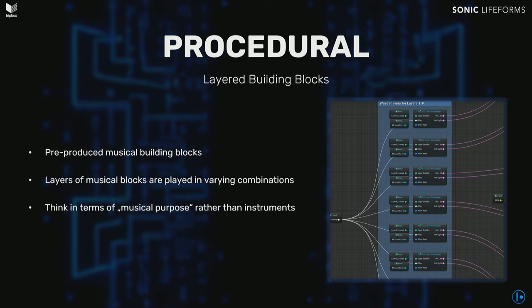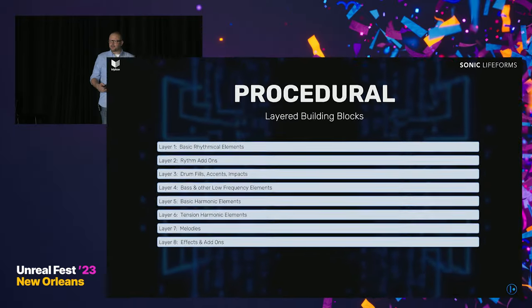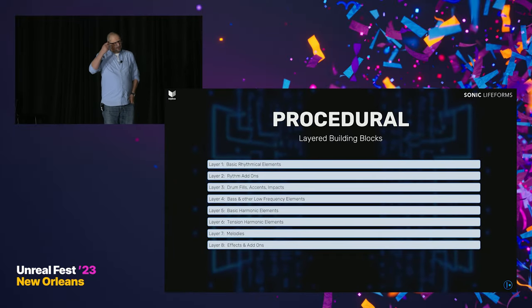And there's one other thing that's important here: when I'm organizing these layers of musical building blocks, I'm not thinking in terms of specific instruments here. I'm thinking in terms of musical purpose. That will be very important. So for instance, I'm not labeling these tracks like drums and piano and violin. I'm saying, okay, we have basic rhythmic elements, whatever that might be. Or we have high frequency percussive elements, or a depth layer, something that adds dimension to our arrangement. That's the way I'm thinking about here, not specific instruments.